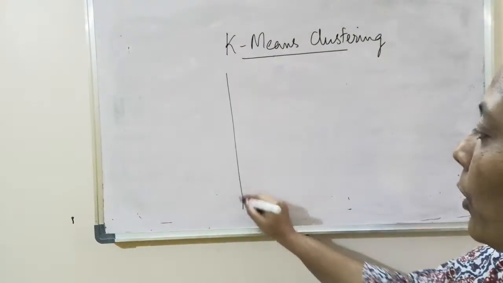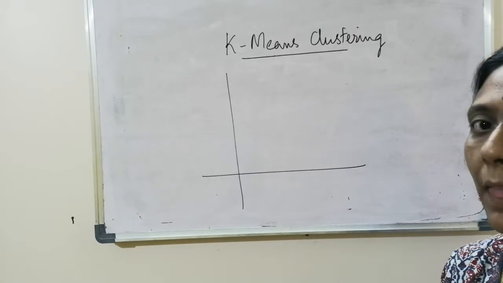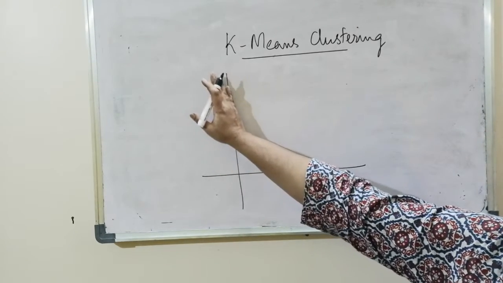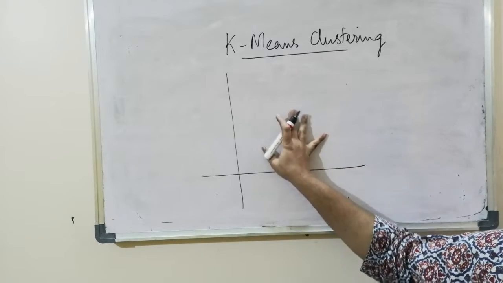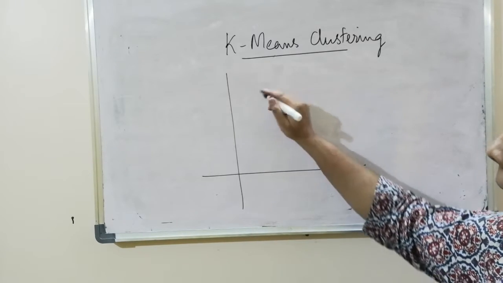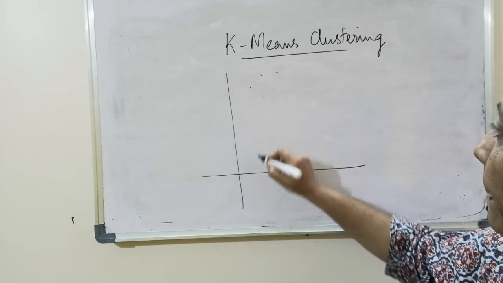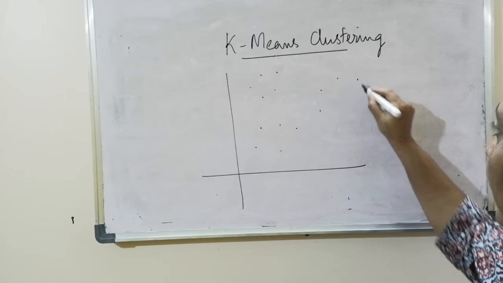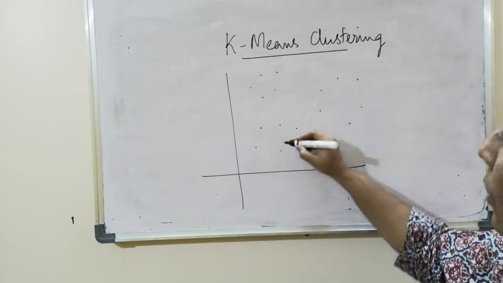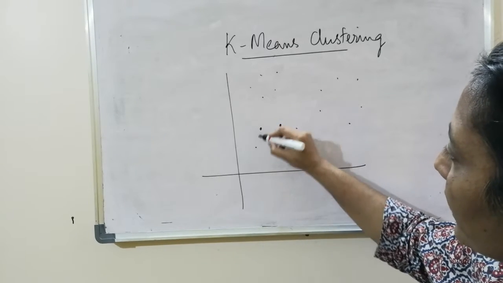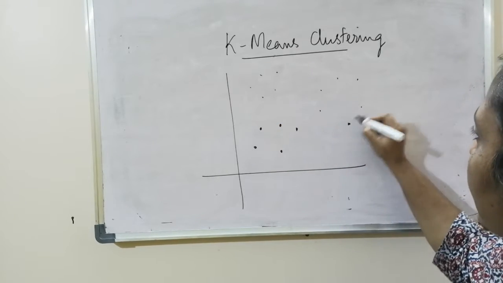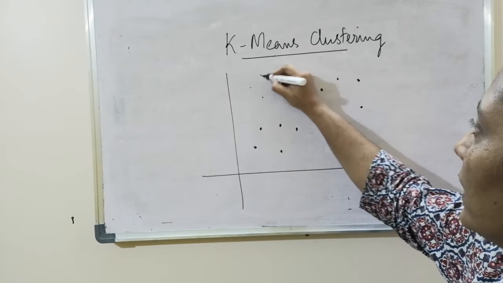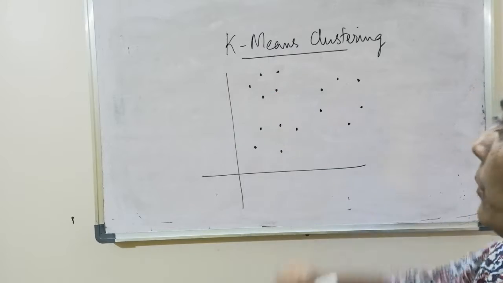Now we have a population here. The population is based on two variables, one along the x-axis and another along the y-axis. We are going to plot some points, and that is known as the population. Say for example, what I have plotted: 1, 2, 3, 4, 5, 6, 7, 8, 9, 10, 11, 12, 13, 14, 15, 16 points here.